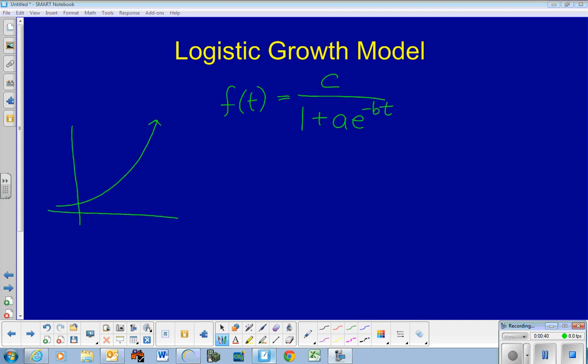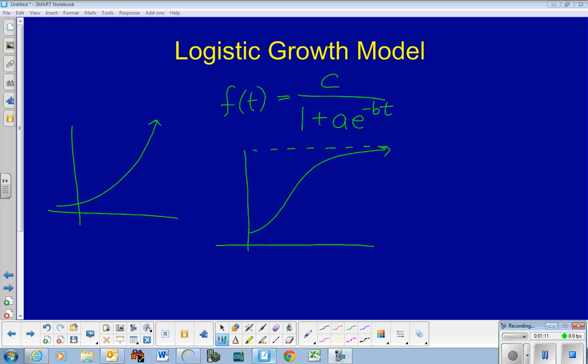At some point, the lake that the fish are in, or the island that the rabbits are on, or the globe that we all live on, starts to run out of space and food and whatever else we need to survive in that area. And that's where a logistic model is better. It looks like this. And depending on how many rabbits you drop on the island, how close it is to what's called the carrying capacity.